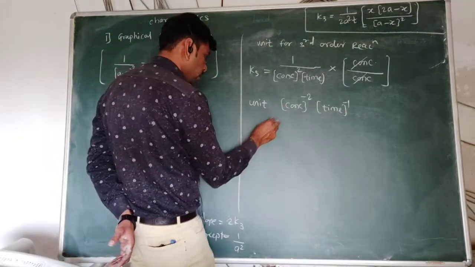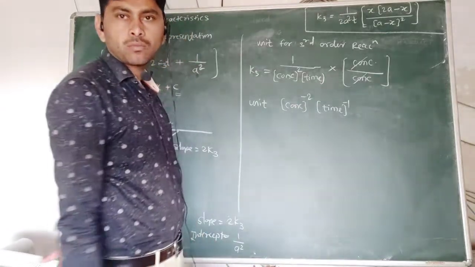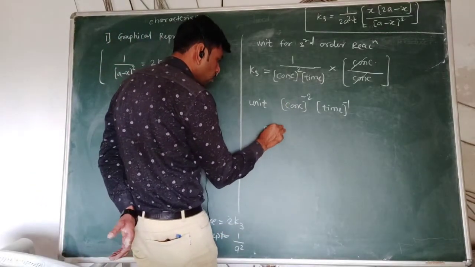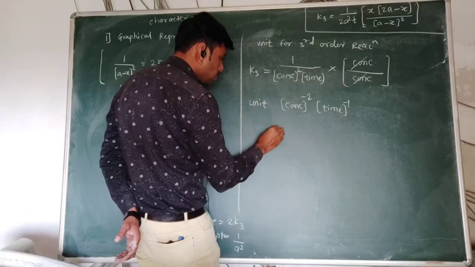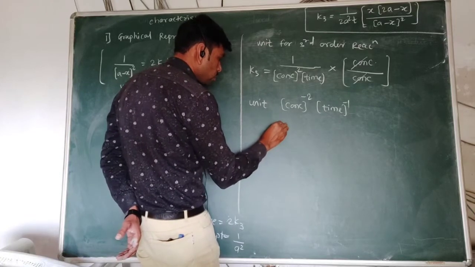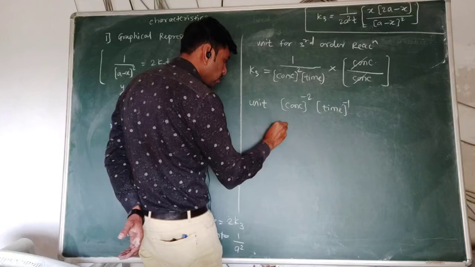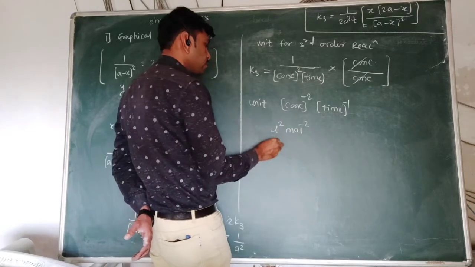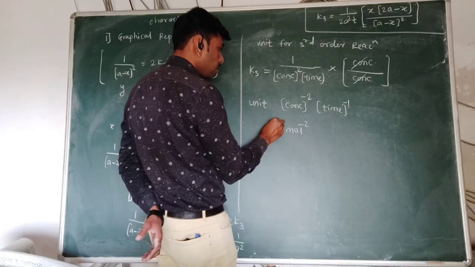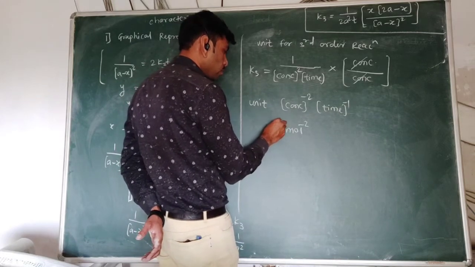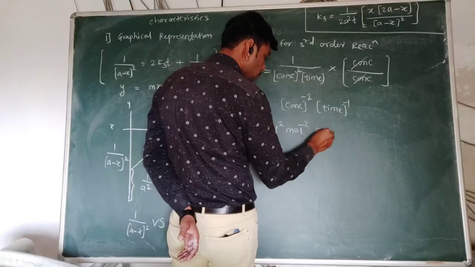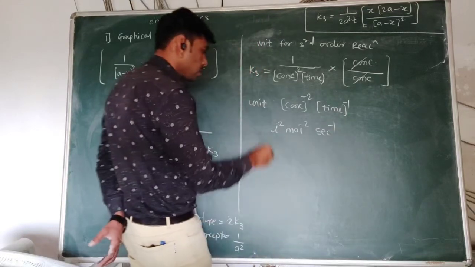When the concentration is measured in moles per liter, then the unit is liter square per mole square into second inverse.